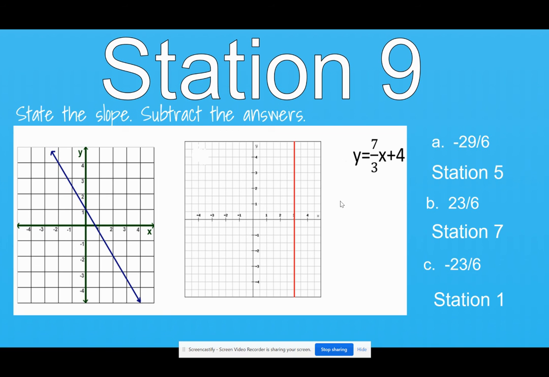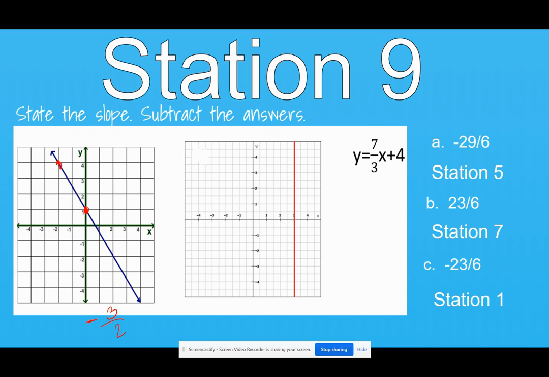Station 9, we want to state the slope, subtract the answers. So like I said before, find the y-intercept. Count. I'm going up 1, 2, 3 over 1, 2. So we know it's 3/2, and it's going in the left direction. So we know it's negative.